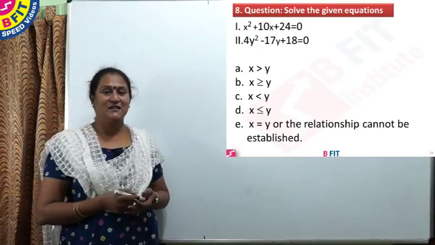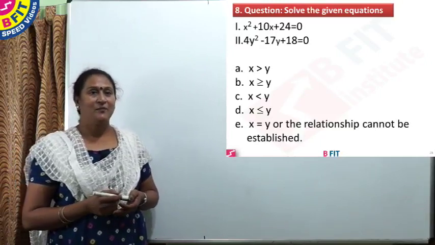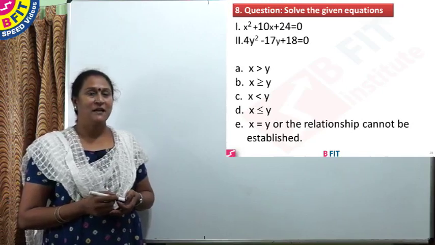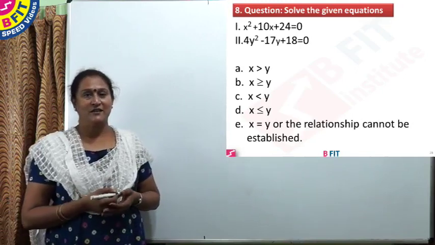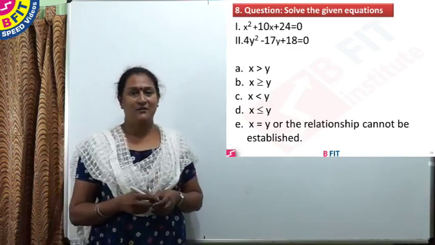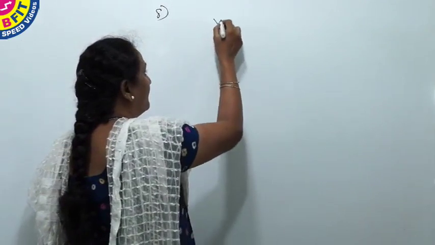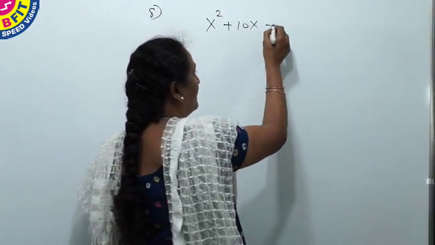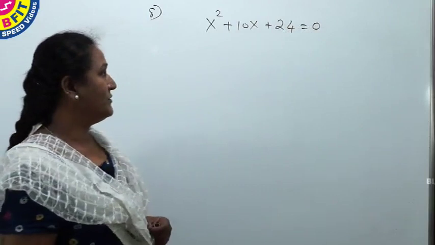Friends, we'll see the next question, question number 8. So we have the equations x square plus 10x plus 24 equal to 0 and 4y square minus 17y plus 18 equal to 0. So we'll solve these equations and get values of x and y. We'll solve the first equation. So the equation is x square plus 10x plus 24 equal to 0.